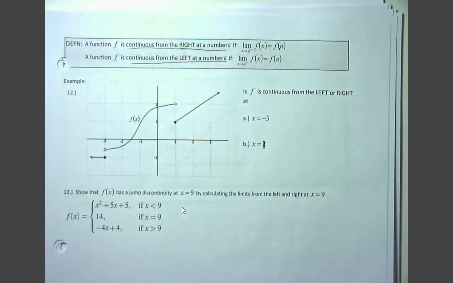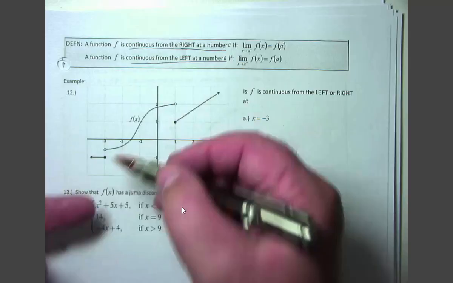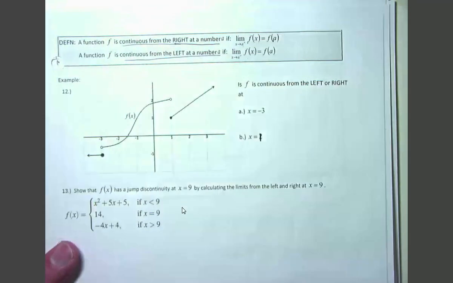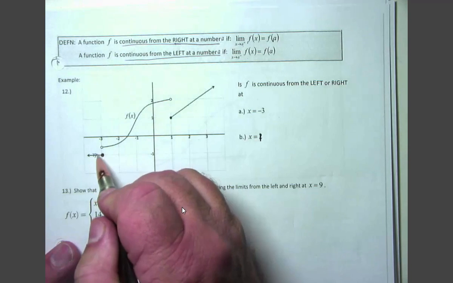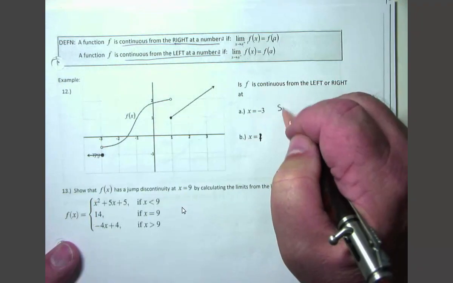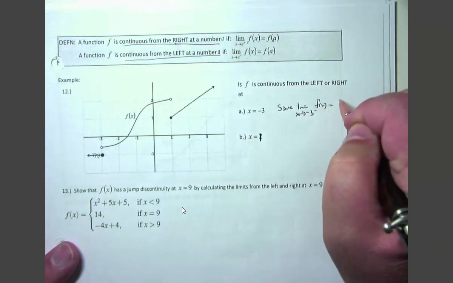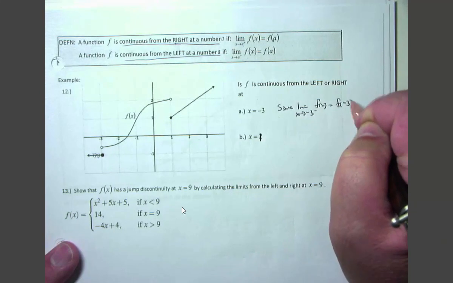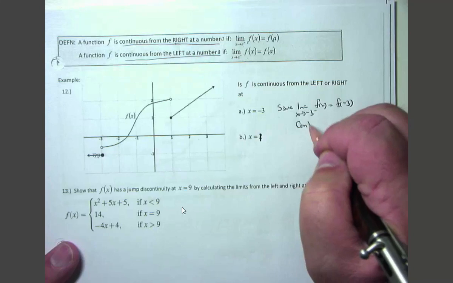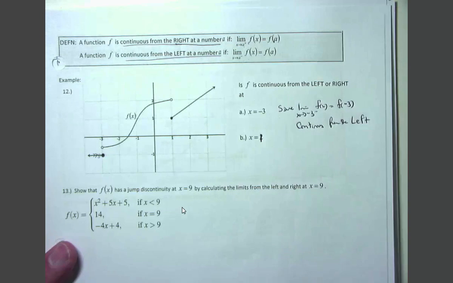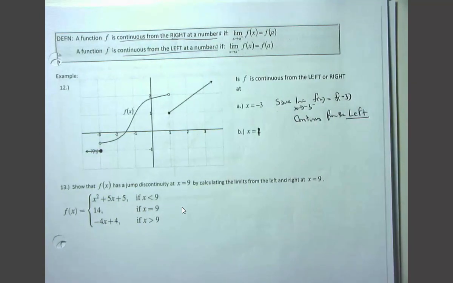But here's the deal. Look at x equals negative 3. Clearly it's discontinuous there, but where is the functional value? It is here. Which side is it connected to in terms of limits? It's connected to the limit from the left. So since the limit as x approaches negative 3 from below of f of x actually equals that functional value f of negative 3, we say it is continuous from the left. Does that make sense? So the answer for this one, type in left for WeBWorK there.